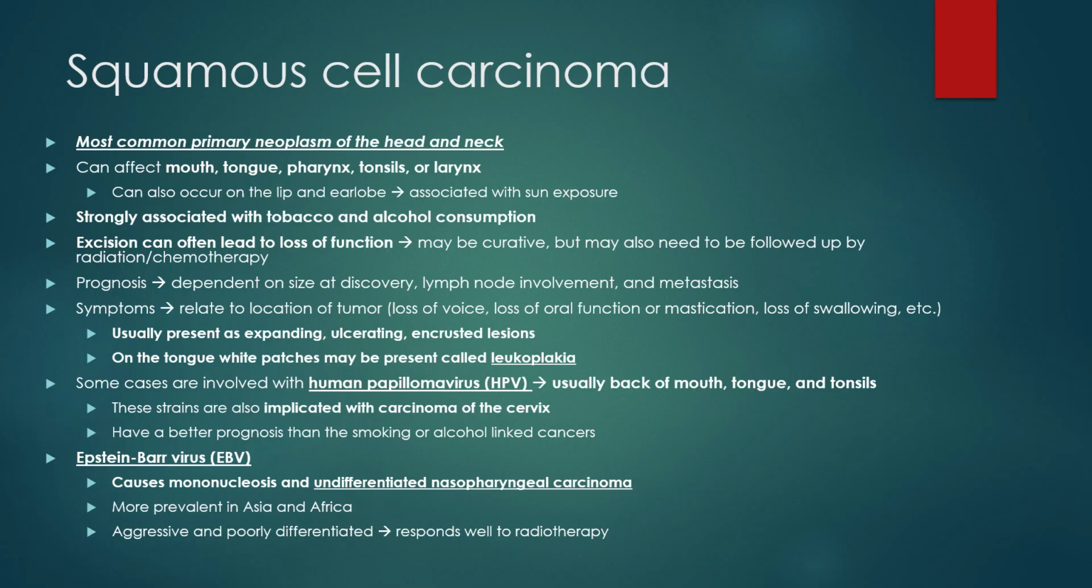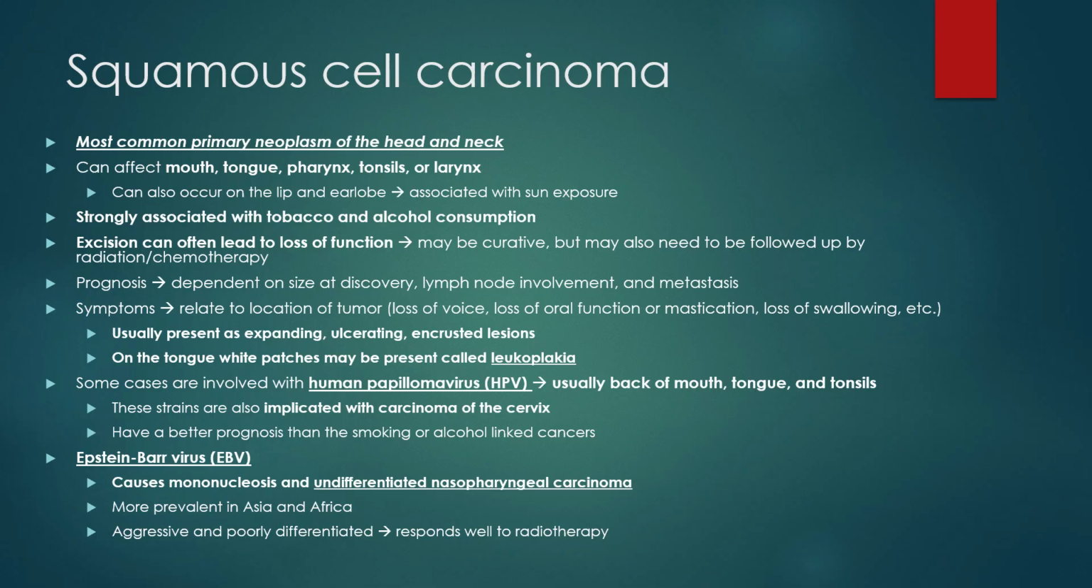Squamous cell carcinoma can arise in several locations, including the mouth, tongue, pharynx, tonsils, and larynx. It can also develop on the lip or the earlobe, particularly in areas exposed to chronic sunlight, again highlighting the vulnerability of squamous epithelium. From a risk factor standpoint, this tumor is strongly associated with tobacco and alcohol use. These substances cause ongoing epithelial injury, promote dysplasia, and impair normal DNA repair mechanisms, creating an environment where malignant clones can develop and expand. Clinically, treatment often involves surgical excision, which may be curative if detected early.